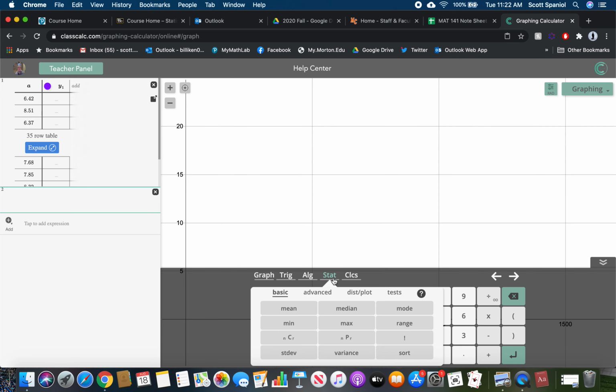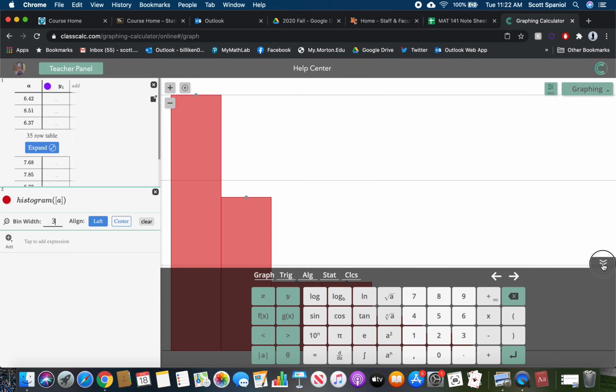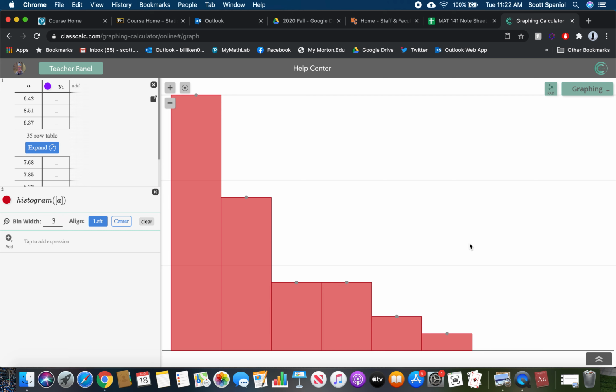And then to make a histogram, I go to Stat. I'm going to go to Distribution or Plot. I'm going to go to Histogram, and then I'm going to type in my letter A, and then I'm going to type in my bin width, which is 3, and then I'm going to hit this Zoom button to zoom in on my data. And there it is. And because this data set was smaller, it zoomed in nicer. And then if I highlight the tops, I get this.